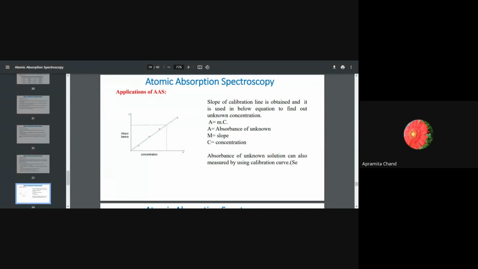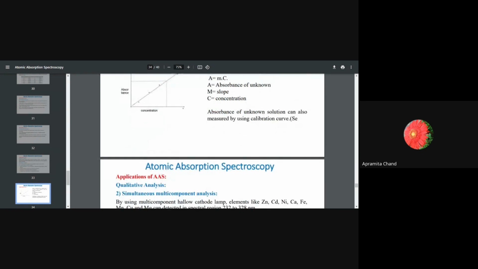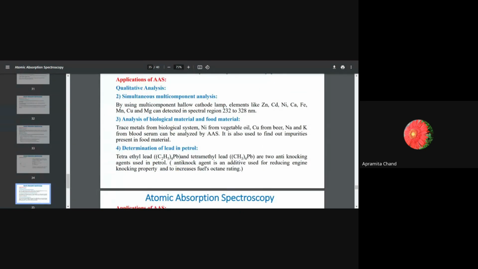So if you have the absorbance of the unknown, you can find the concentration by using the calibration curve. Similarly, you can use this kind of spectroscopy for simultaneous multi-component analysis. So by using a multi-component lamp, elements like zinc, cadmium, calcium, iron, manganese, copper, magnesium can be detected in the spectral region between 232 to 328 nanometers.